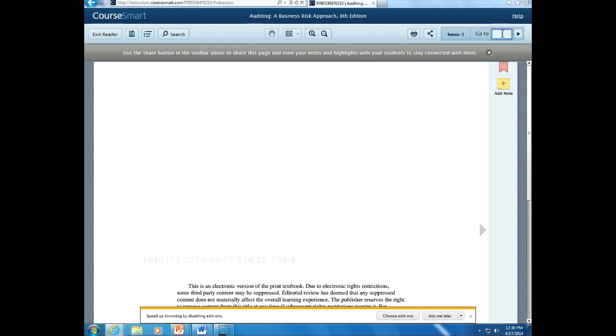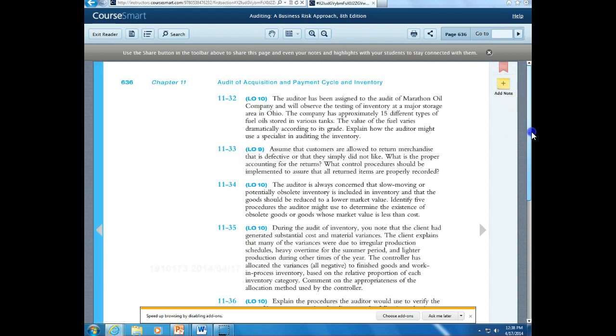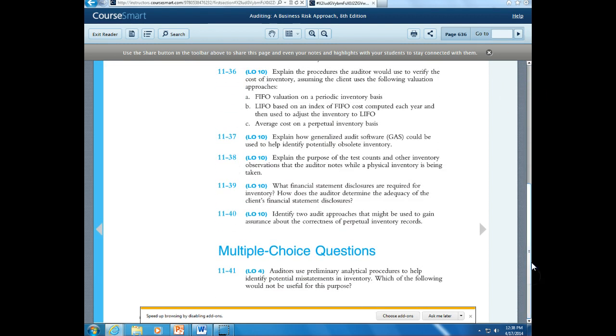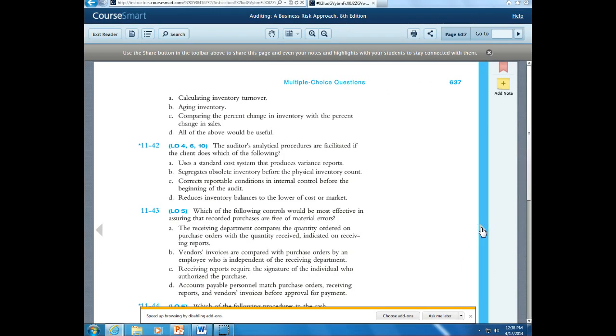Page 636, let's take a look at some of these multiple choice. Auditors use preliminary analytical procedures to help identify potential misstatements in inventory. Which of the following would not be useful for this purpose? Would it be A, calculating inventory turnover, B, aging inventory, C, comparing the percent change of inventory with the percent change in sales, or D, all of the above would be useful?